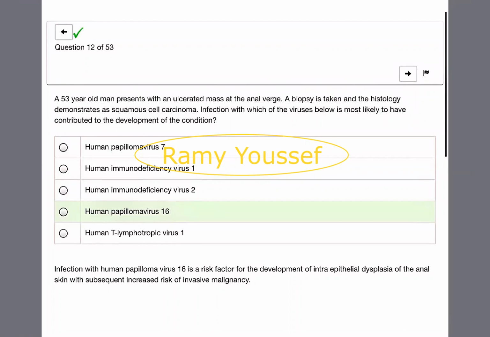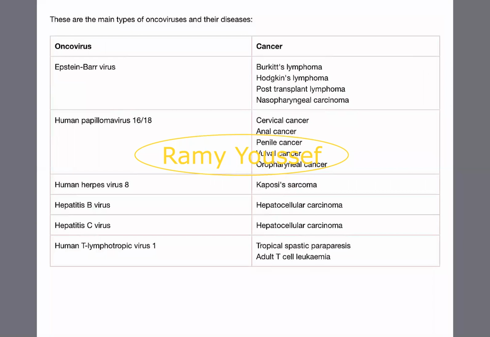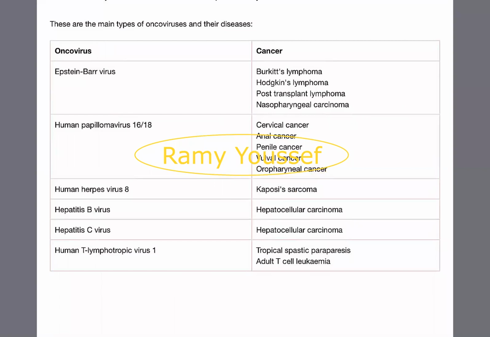Okay, let's concentrate here, because this is a very, very important table. Everyone concentrating? Okay. Epstein-Barr virus, EBV, is associated with the following cancers. Put in your mind, the most common questions will come.